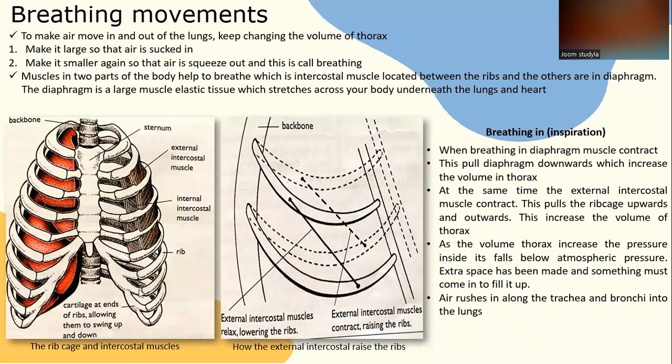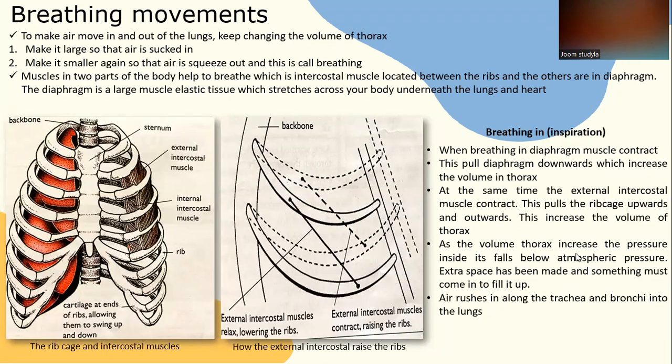Breathing in, or inspiration. When breathing in, the diaphragm muscle contracts. This pulls the diaphragm downward, which increases the volume in the thorax. At the same time, the external intercostal muscles contract, and this pulls the rib cage upward and outward. So this increases the volume of the thorax.